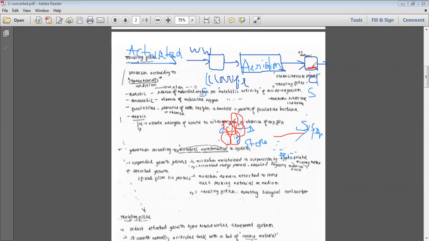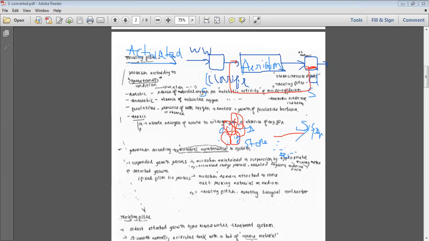So what we do here, when it comes as sludge, part of it we recirculate back to here. I think you're getting it now, here we recirculate back. So the microbes have already grown up, already cultivated, and it is reaching here.